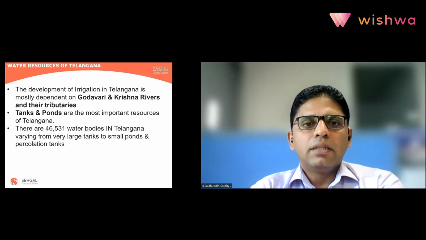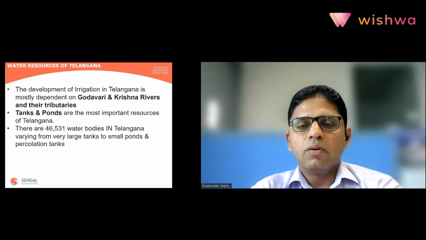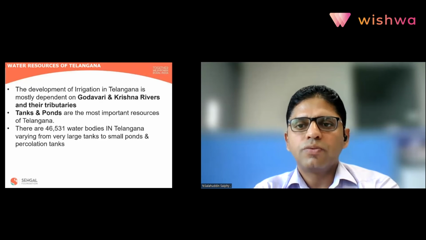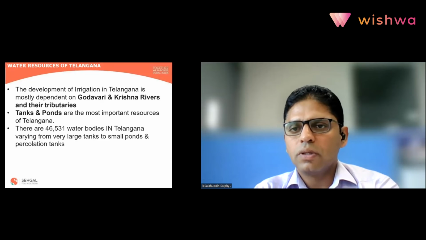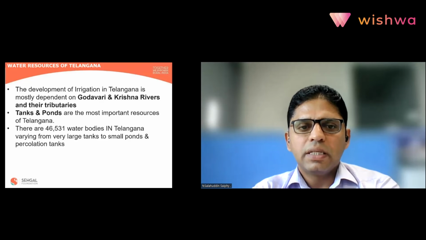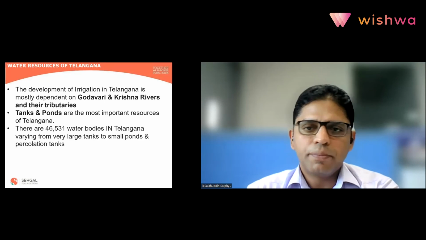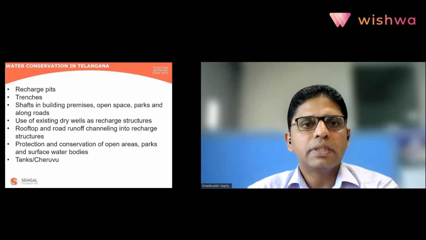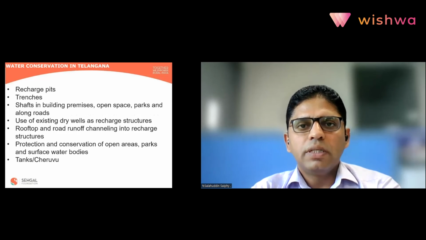So in Telangana, the development of irrigation or public water supply is mainly dependent on Godavari and Krishna rivers and its tributaries. There are a large number of tanks and ponds, which are important sources of water used for irrigation as well as for public water supplies. There are roughly 46,000 water bodies in Telangana, varying in size and shape. They're sometimes called tanks, ponds, or percolation pits. So these are different types of structures already prevalent in Telangana for recharging.